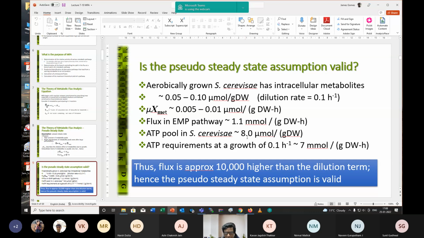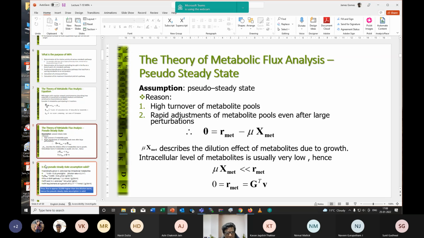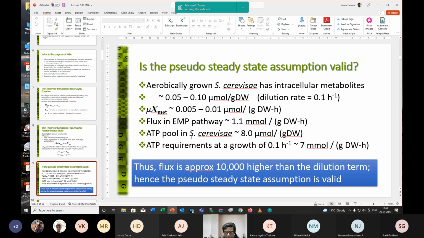The ATP pool is about 8 micromoles per gram dry weight, and the ATP requirement for growth at a rate of 0.1 per hour is about 7 millimoles per gram dry weight per hour. Those are the values that you would see, and based on this pseudo steady state assumption, which comes into this equation at this point, this is definitely a valid equation. What we see is the flux is approximately 10,000 times higher than the dilution term.